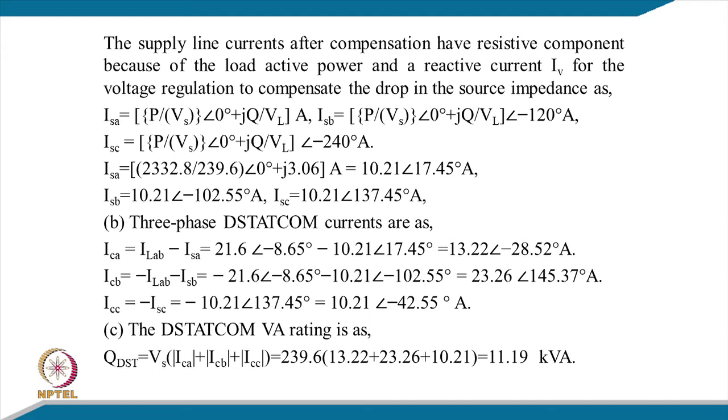So, all will be balanced currents, but at different angles, and the 3-phase STATCOM current will be the load current minus this source current. It comes for A phase 13.22 ampere. Similarly, for B it will be 23.626 at the angle of 145.27 ampere, and similarly for C phase of the compensator, after putting in the values, it comes to 10.21 at the angle of minus 42.55 ampere. The D-STATCOM VA rating will be the sum of the absolute values of all 3 currents multiplied by the phase voltage, and it comes to 11.19 kVA.